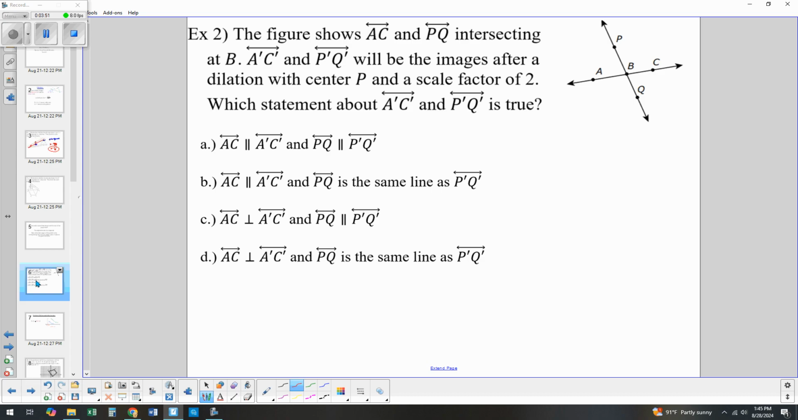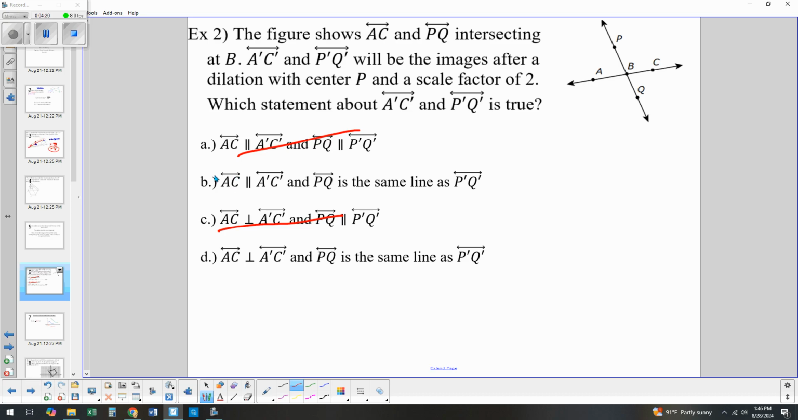Since P is part of the line PQ, that line will not actually change. So when I'm looking at my choices here, I'm looking for one that says PQ is the same as line P prime, Q prime. So I can get rid of this and this because neither of those mentions the lines being the same. Then my other choice was my old AC will be parallel to my new A prime C prime, or my old AC will be perpendicular to my A prime C prime.